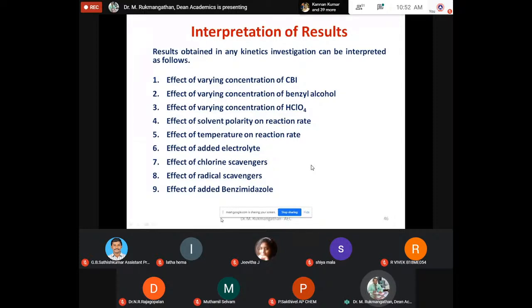Then there are some electrolytes: NaClO4, sodium perchlorate; then a chloride scavenger, nickel chloride; a radical scavenger, acrylonitrile; and our parent compound of CBI, benzimidazole. When all these are added to the reaction mixture separately, what will happen to the reaction rate? Whether the reaction rate remains as such or gets changed, that study we have to make separately.